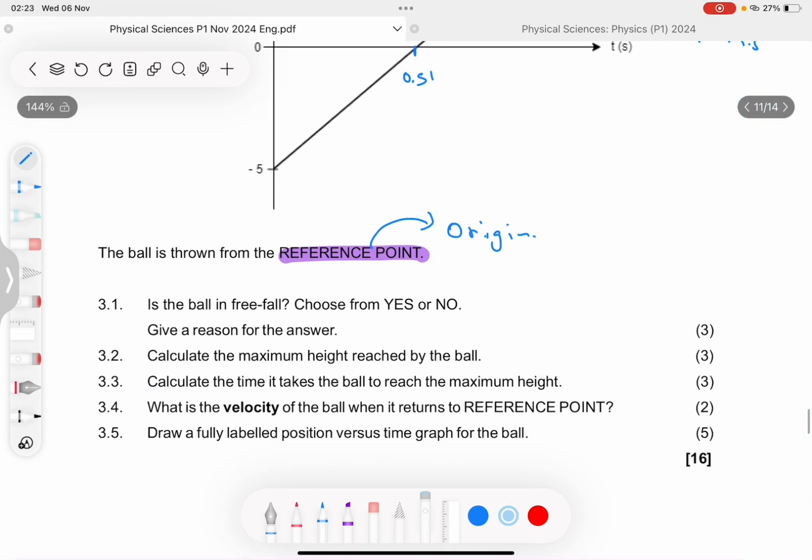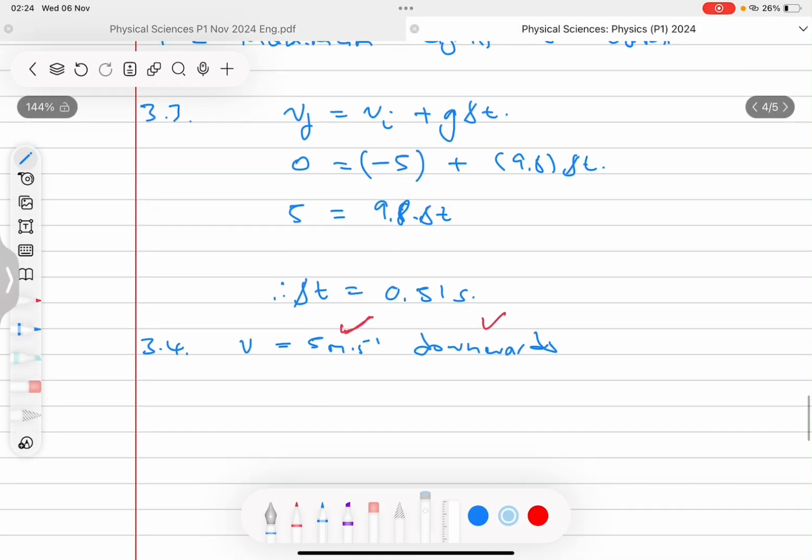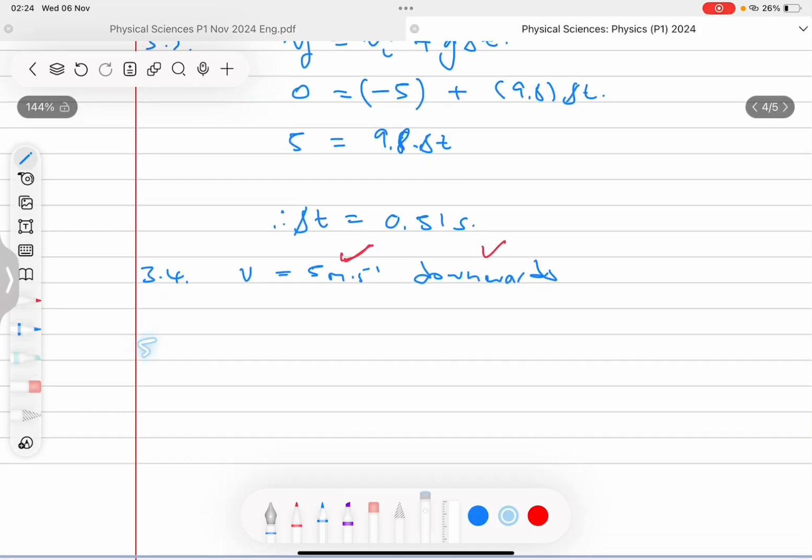Now we'll jump into the last question that says, draw a fully labeled position versus time graph for the ball, right? Now I'm going to give you tips and the best way of drawing this graph that will make you never go wrong in any exam situation you can enter.